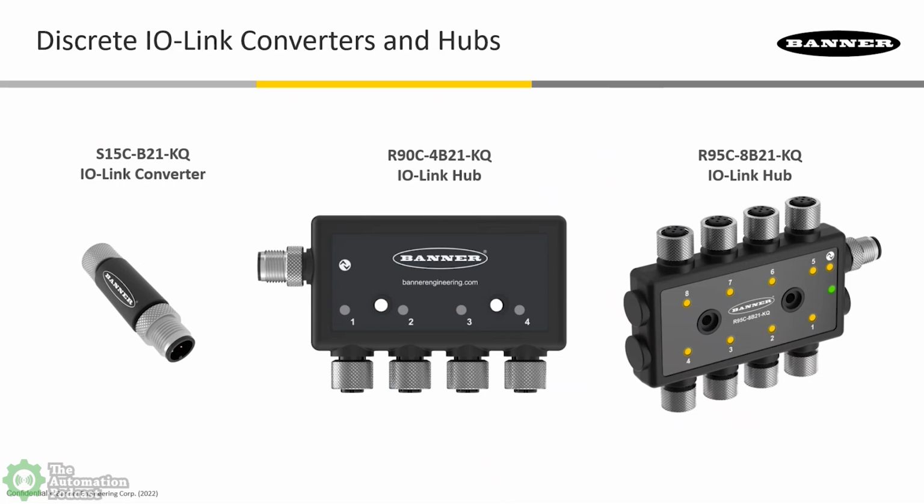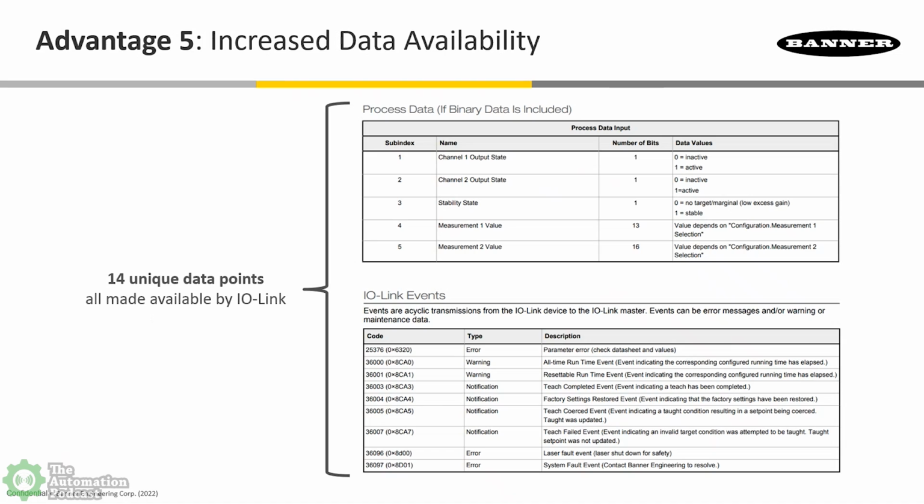Another advantage I want to talk about really quickly is increased data availability. This is one of the most exciting things, in my opinion, about IO-Link: it incorporates process, service, and diagnostic data for continuous data monitoring and status diagnostics. Process data is the information sent from the IO-Link sensor to the IO-Link master repeatedly and automatically. The specific information sent in the process data varies by device, and you can learn more about the device by looking at what's called the IODD of the device, or IO device description.